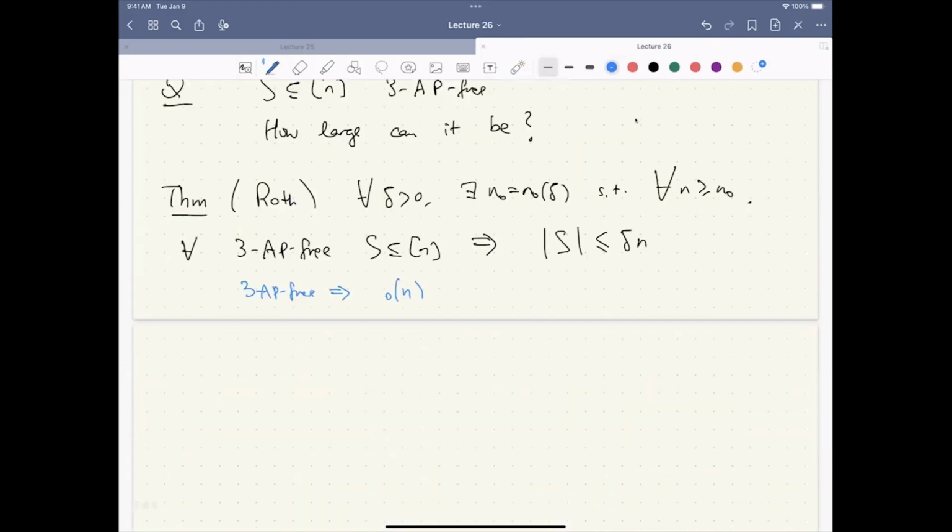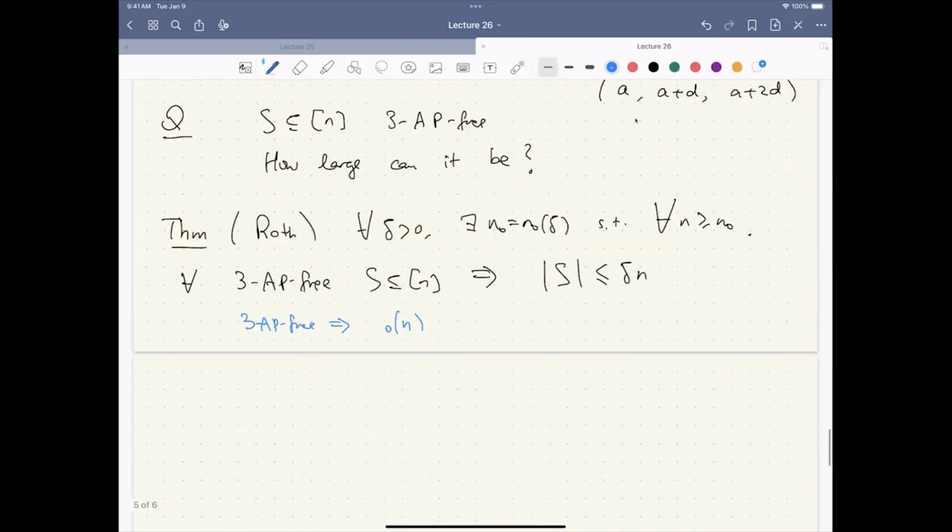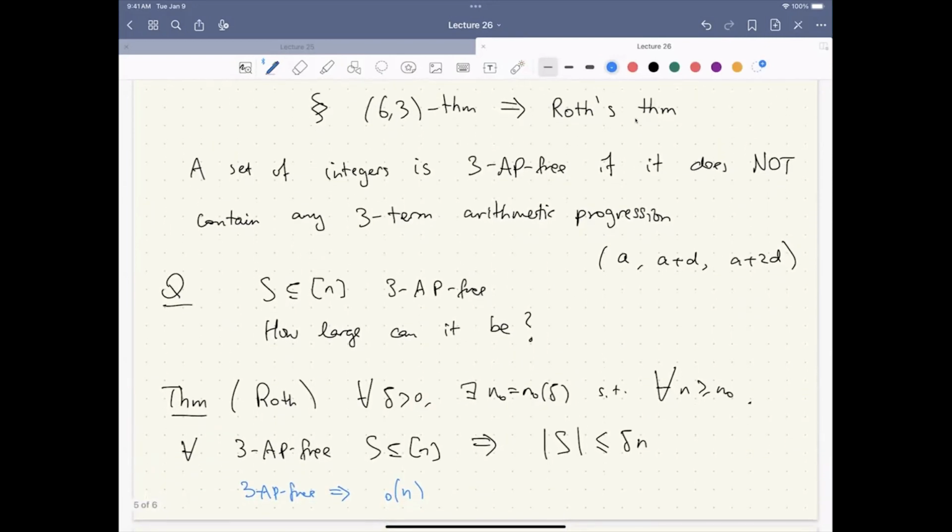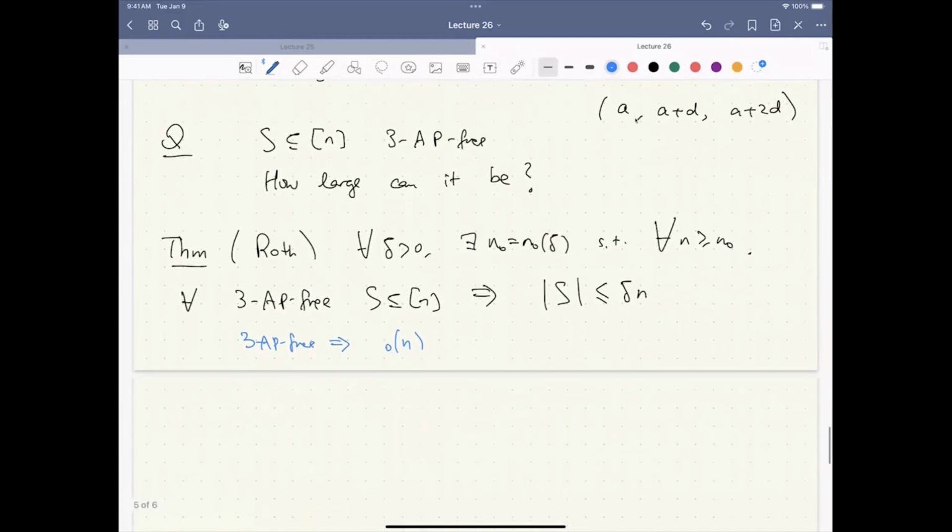Okay. Good. Now, at first glance, what we have proved, this (6,3) theorem, seems to have nothing to do with this number theoretical problem, a set not containing a three-term arithmetic progression. So this clever reproof of Roth's theorem by Ruzsa and Szemeredi is to observe that we can construct some auxiliary hypergraph where three-term arithmetic progression somehow corresponds to a 6-3 configuration.